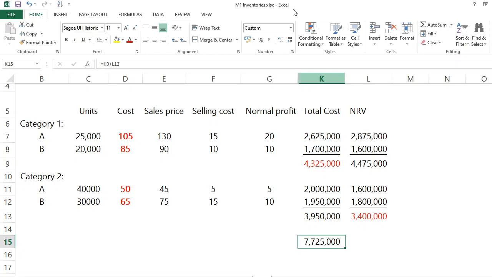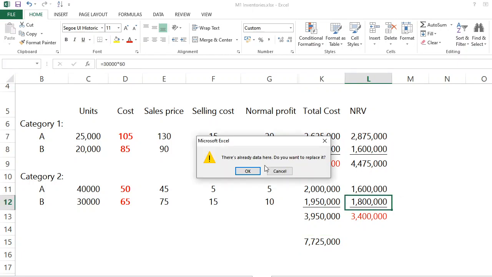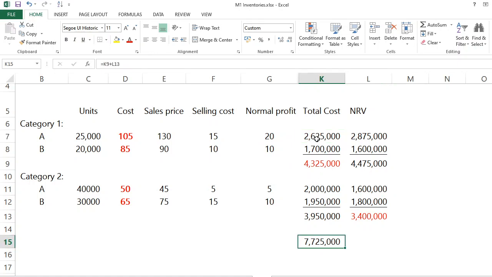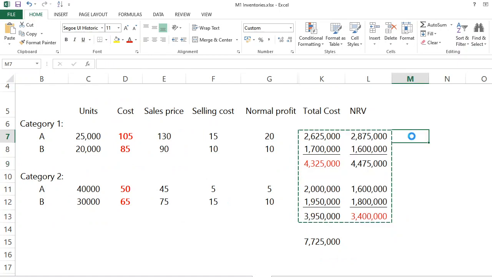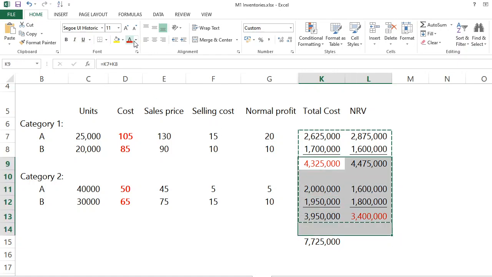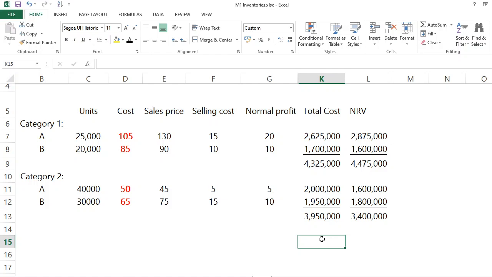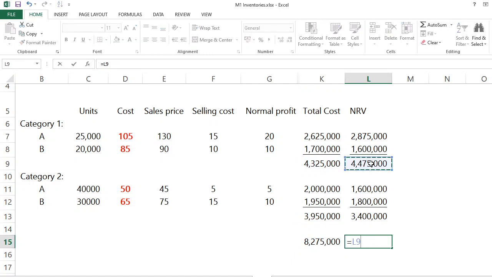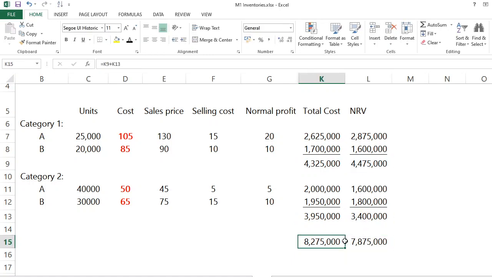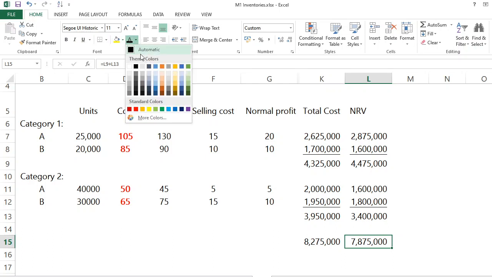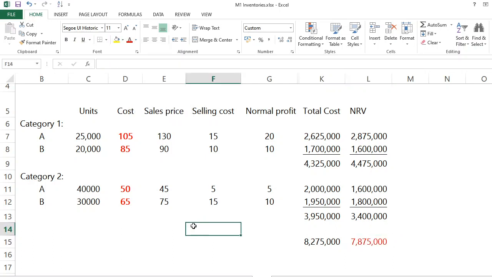Now, the last one is LCNRV applied to the inventory as a whole. So we just add everything. As a whole, we have 4,325 plus 3,950 total cost, 4,475 plus 4,000 total NRV. And then we compare: 8,275 versus 7,875. So 7,875. So that is LCNRV applied in the inventory as a whole. Our answer is 7,875.